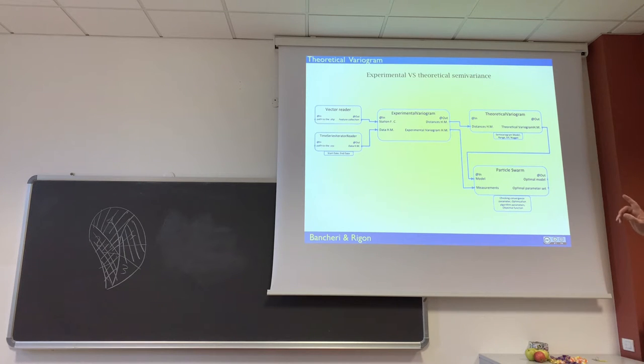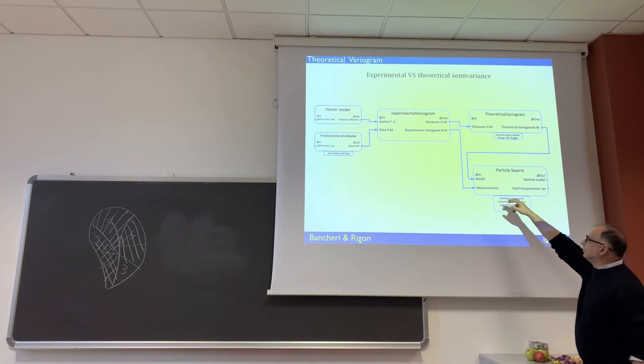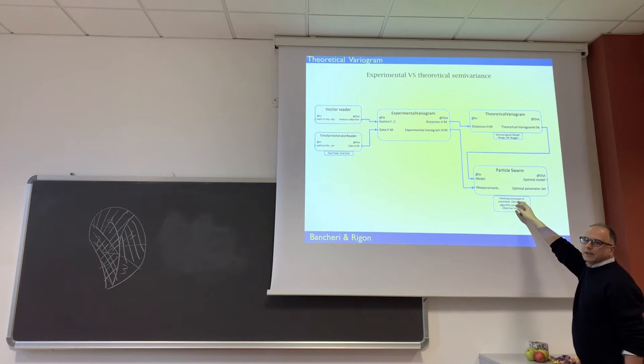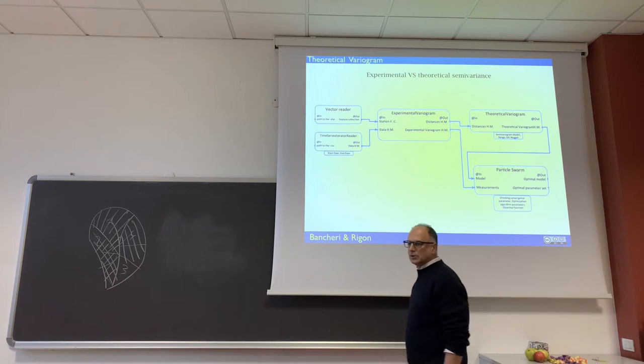The configuration of the model from the graphical point of view is this one. So vector reader, time series reader, we know the experimental variogram. Now the output, instead of being written directly with the reader, goes to the theoretical semivariogram estimation and uses particle swarm for estimating the parameters. There are the input, the output parameter, and some other service parameters for controlling the number of iterations in this particle swarm to obtain the optimization and so on.